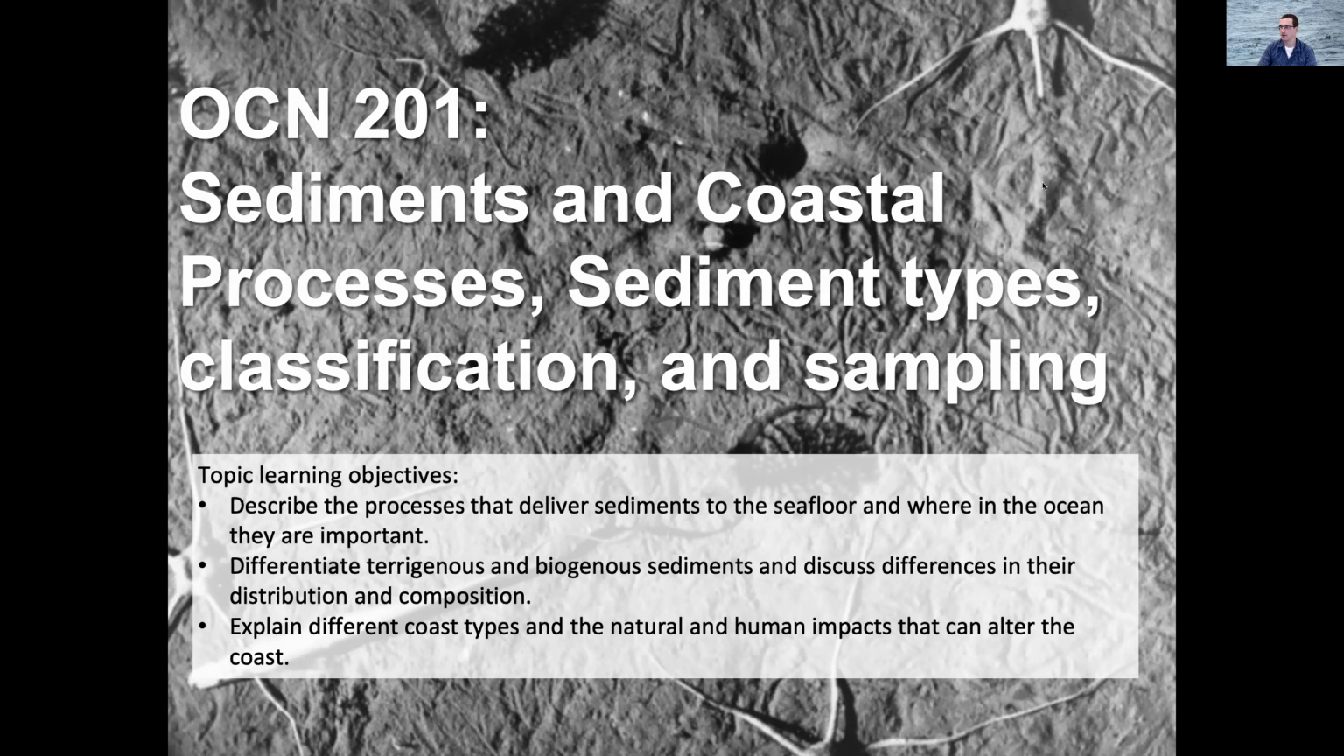So the background image here is a picture of sediments taken on the continental slope off New England at a depth around 1,500 meters. And these are very fine sediments, and in the sediments you can see the tracks of these brittle sea stars.